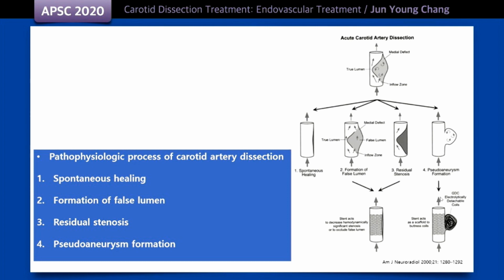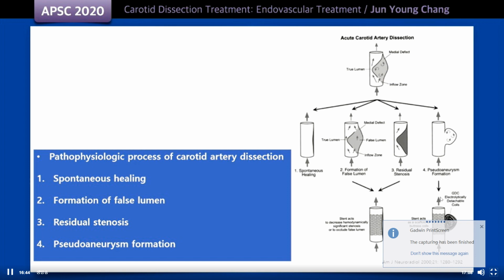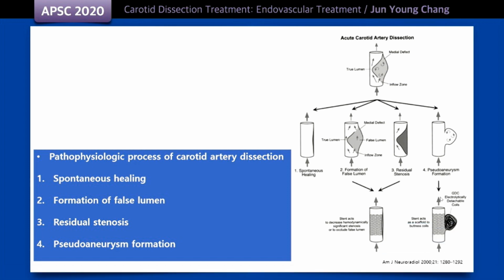Arterial dissections evolve dynamically to spontaneously heal, form a false lumen, develop degrees of or complete occlusion in residual stenosis, or they can form a pseudoaneurysm. A stent can be used to occlude a false lumen or serve as a scaffold to enable coembolization of the pseudoaneurysm.